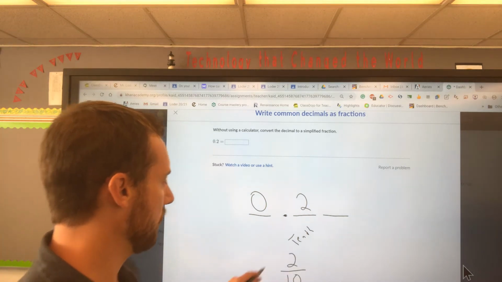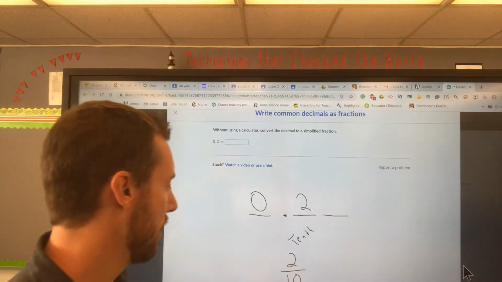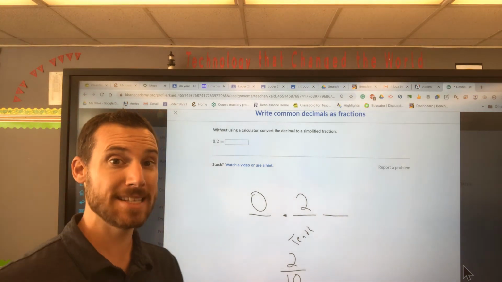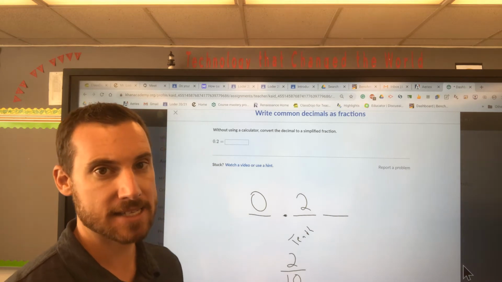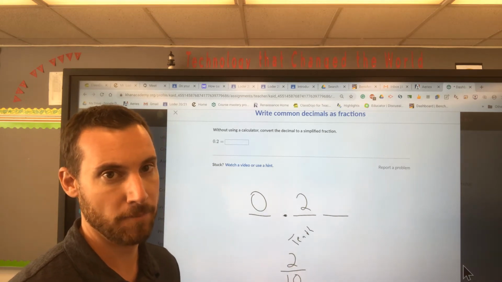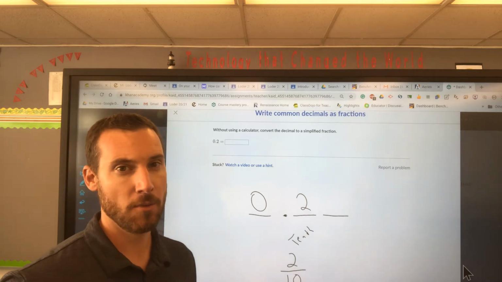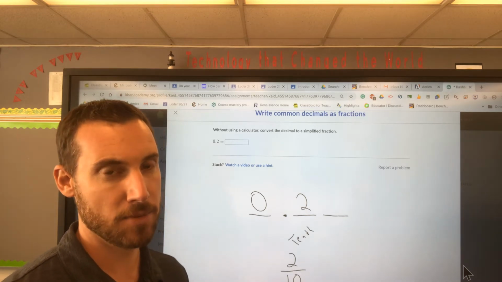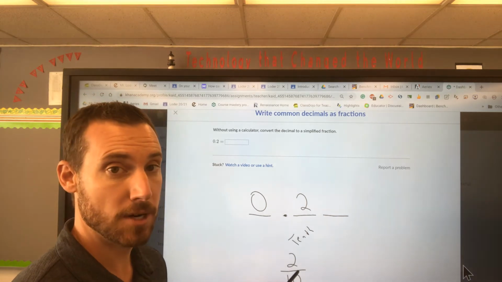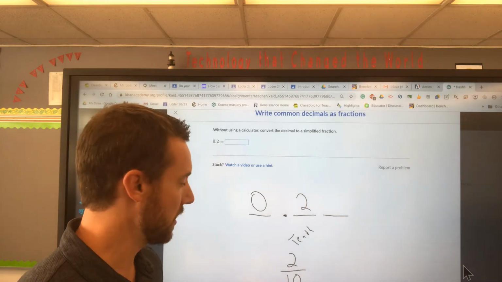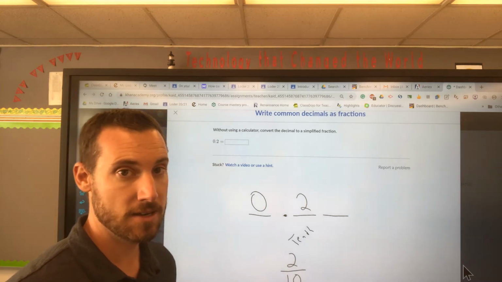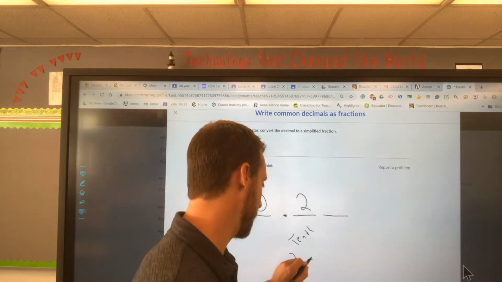Okay, so that is this number, but it is not simplified. Now, the way we simplify is we ask, can we divide top and bottom by the same number? And there's some tricks to this. One of the tricks is any even number can be divided by 2. So if we have an even number, 2, 4, 6, 8, on top and bottom, then we can divide by 2. And that is what we have in this case.